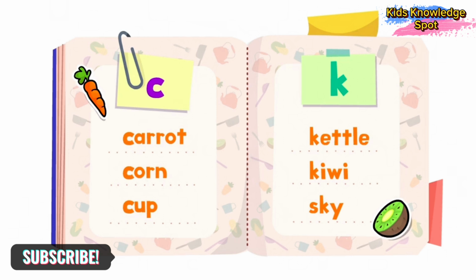If the k sound is followed by an A, O, or U, use the letter C. If the k sound is followed by an E, I, or Y, use the letter K.